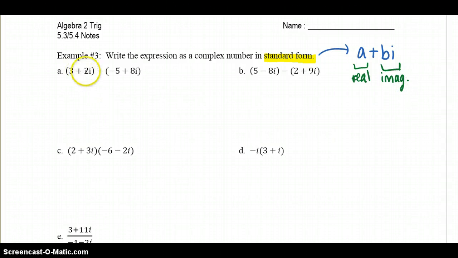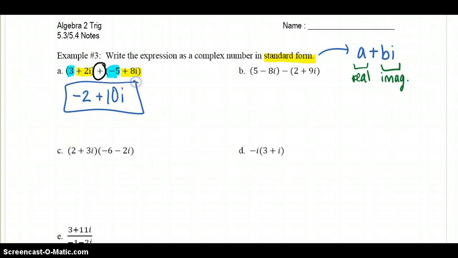In part A, 3 plus 2i plus -5 plus 8i. Now, when we're adding or subtracting complex numbers, it's actually nice. You're just combining like terms. So I'm going to add the real numbers because I'm adding here. So 3 plus -5 is -2. And then I'm still adding. Now I'm going to add my imaginary numbers. 2i plus 8i is 10i. And that's my final answer.